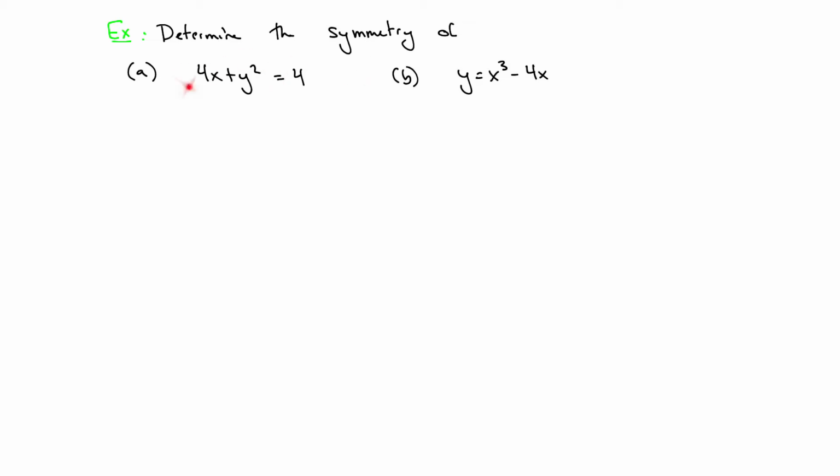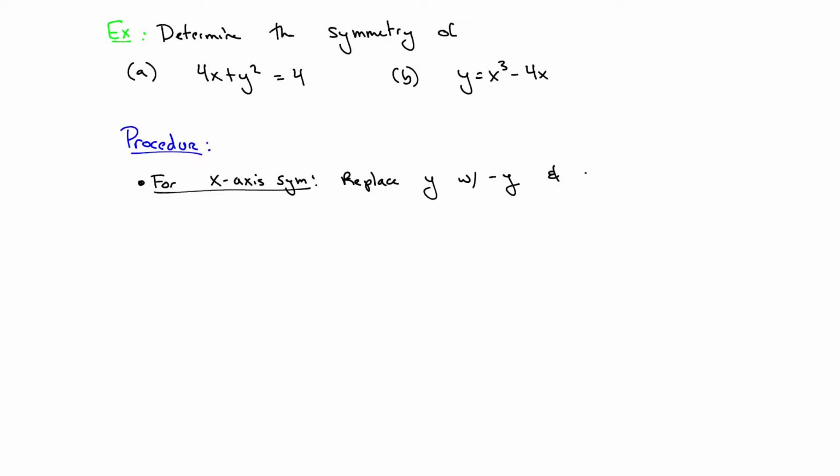So how do we do it when we don't know what it looks like? I can tell you later on in your mathematical career, you'll find ways to graph these things for yourself, but in the meantime, how do we figure it out? And so the trick, or procedure rather, for x-axis symmetry: to test for x-axis symmetry, replace y with negative y and simplify.